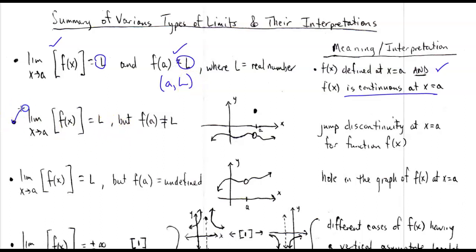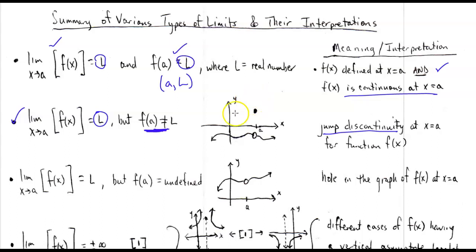Now, if we contrast that with this next limit, here we see that the limit of f of x as x approaches a from both the left and the right equals the same real number L, but now the y value of the function when x is a is not equal to the same thing that the limit is. In that case, what that communicates to us is that we have a jump discontinuity, okay?